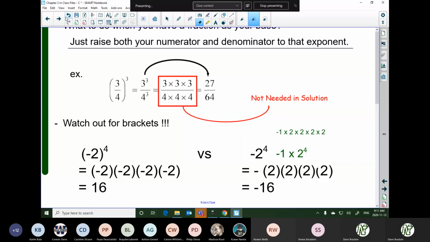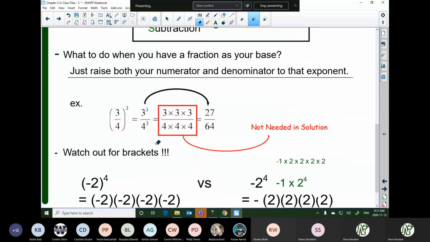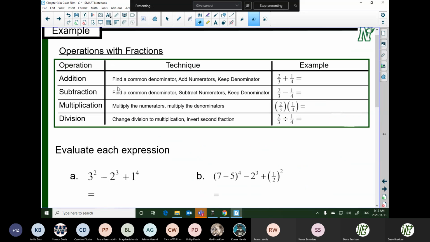Second page. I want to review really quickly how you guys deal with operations with fractions. You've dealt with this before in grade school. You've learned about this, but I want to refresh. The 4 main operations, besides being raised to a power, like we just learned, we know how to raise a fraction to a power. We just have to know again how to add, subtract, multiply, and divide.